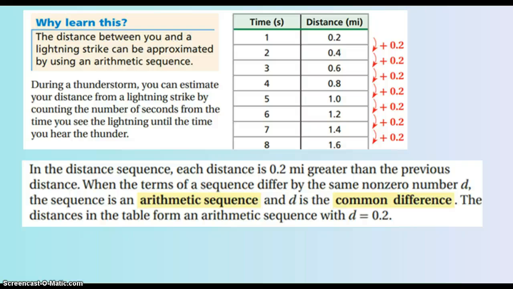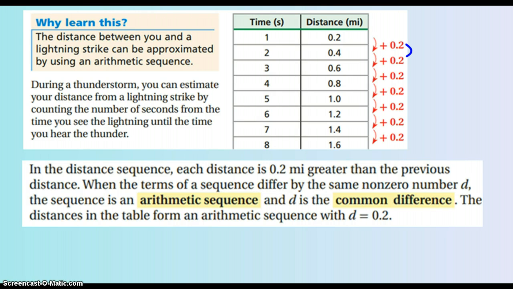So for instance, if we look at this example above here with this table, we have time in seconds and distance in miles. This particular example talks about during a thunderstorm, you can estimate your distance from a lightning strike by counting the number of seconds from the time you see the lightning until the time you hear the thunder. So that's what this table represents. And you can see as we go down, in 1 second, you're 0.2 miles away. In 2 seconds, you're 0.4 miles away.